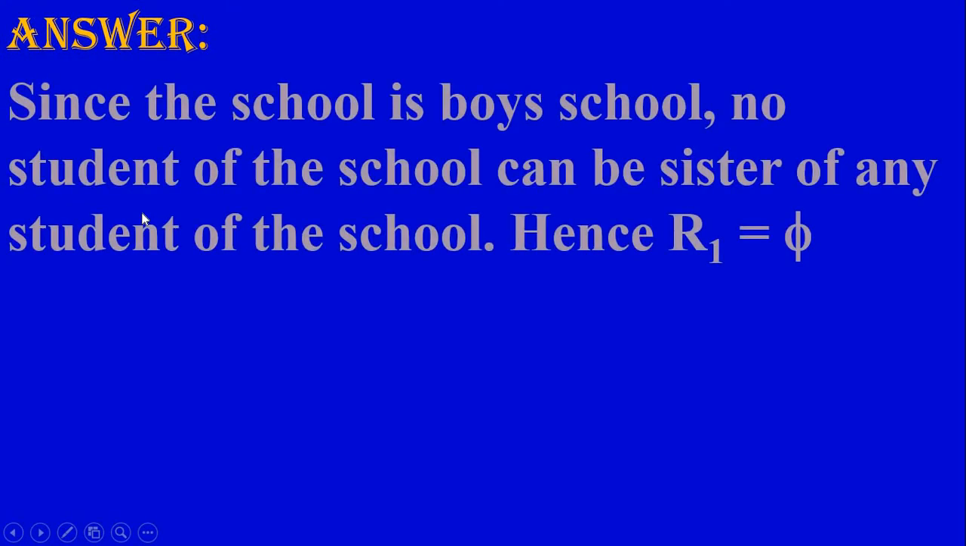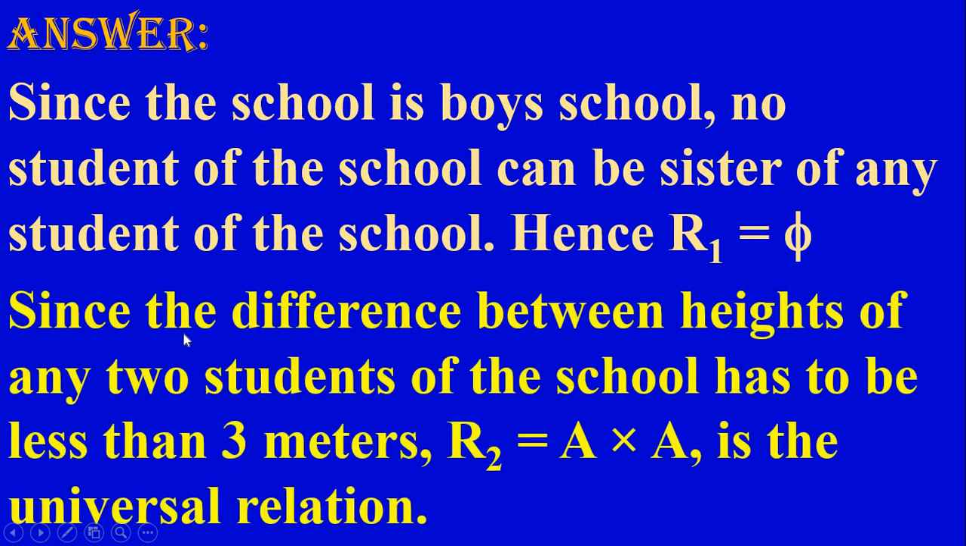We see the answer. Since the school is a boys school, no student of this school can be sister of any student of this school. So here R1 is the empty set. This school is only for boys, so therefore there are no girls. So any student being sister of another student is not possible. So hence R1 is the empty set. Since the difference between height of any two students of the school has to be less than 3 meters, R2 is the same as A cross A. So it is the universal relation. So here every element is related to itself and every element is related to others also.